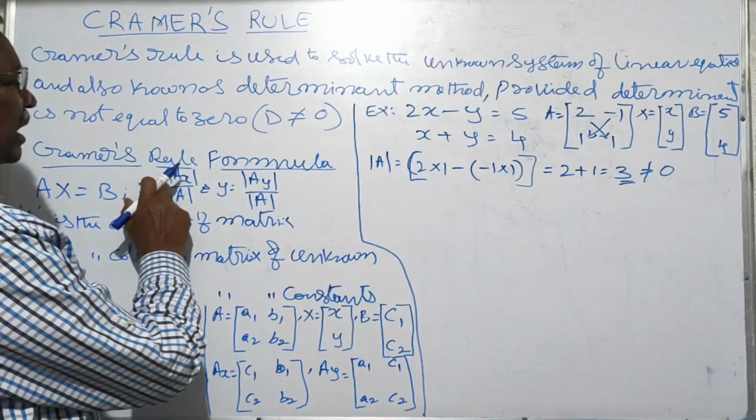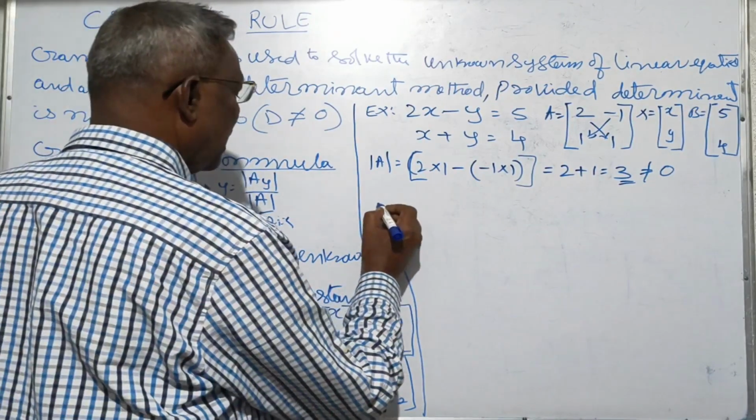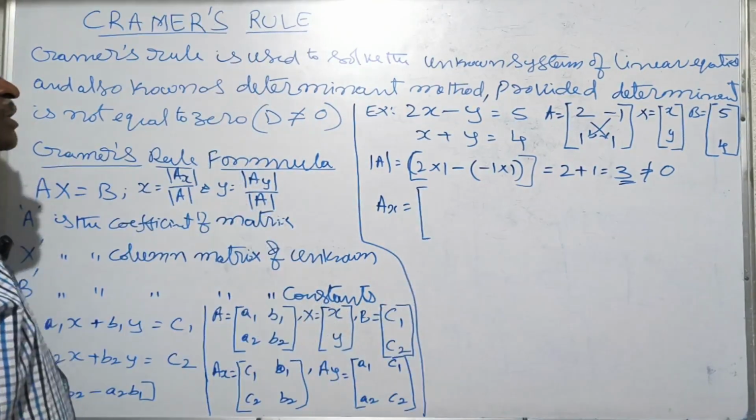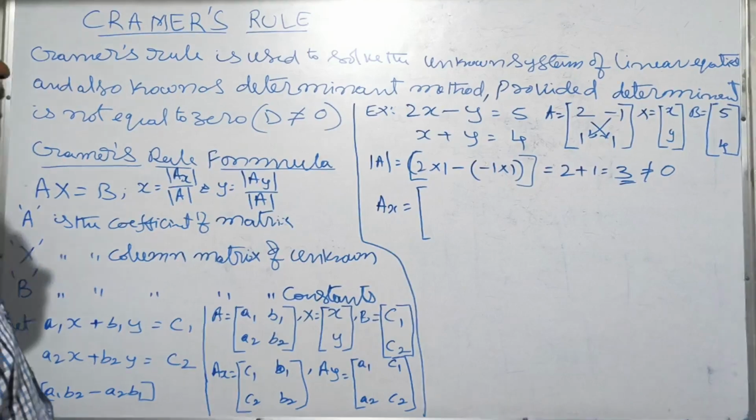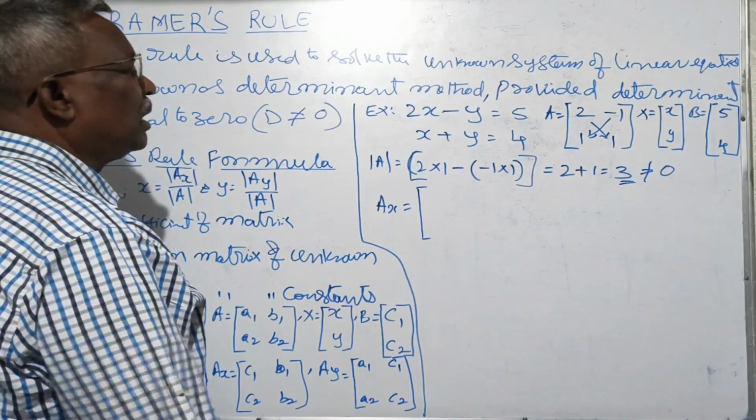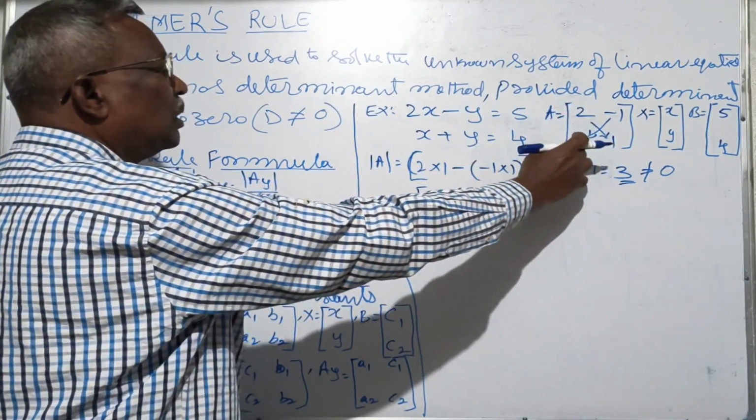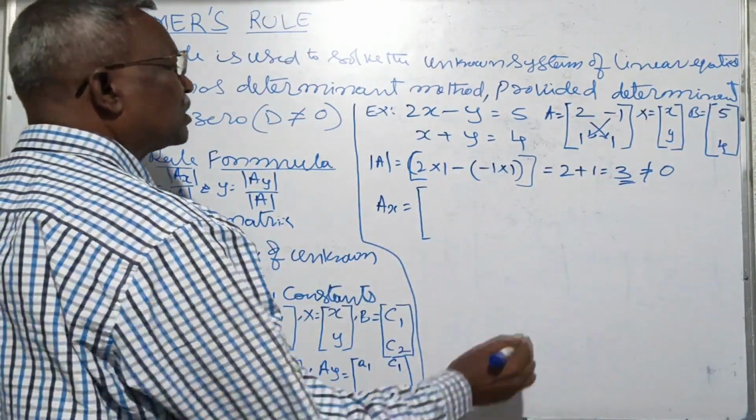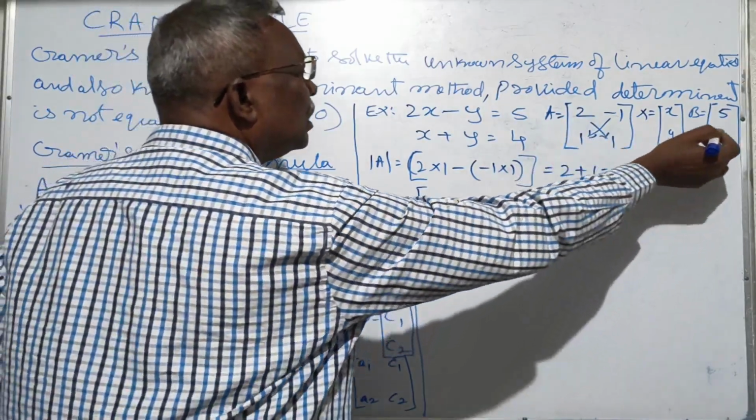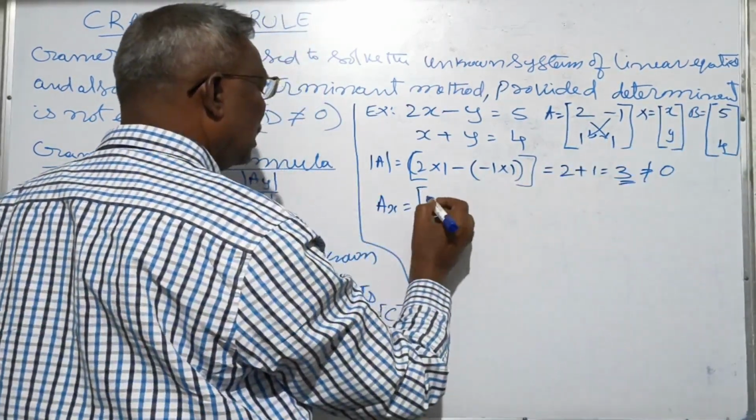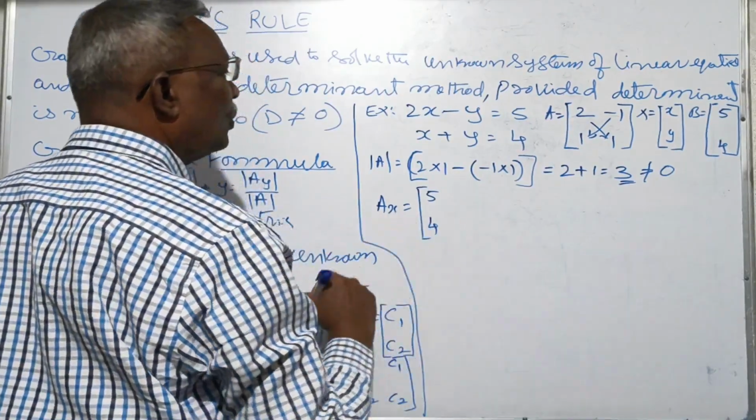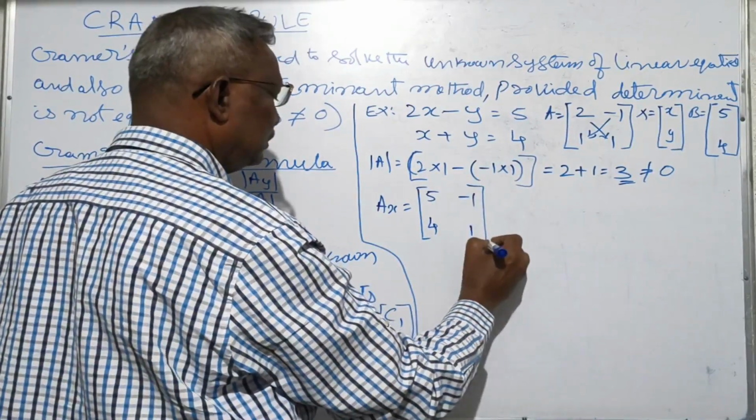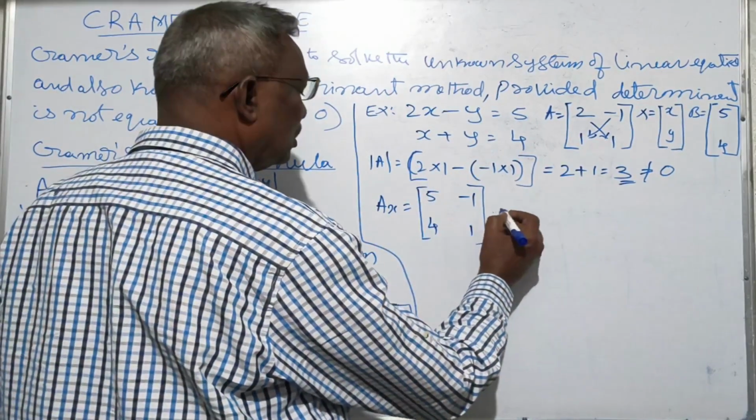Next, matrix AX. Matrix AX means simply you can replace the x coefficient column with column B. The x coefficient column is 2, 1. Replace it with column B, 5, 4. The other column, minus 1, 1, stays as usual.